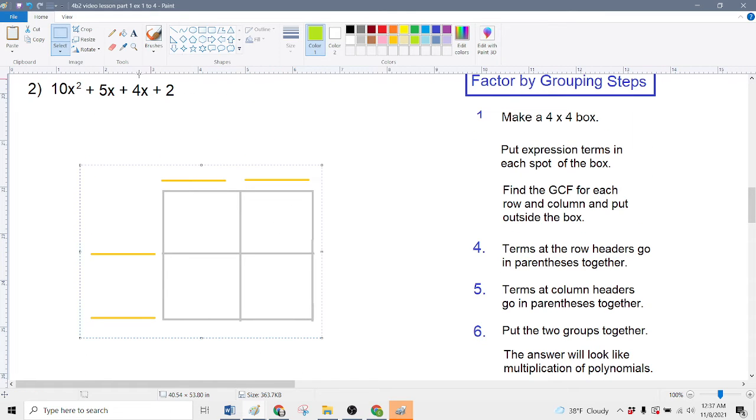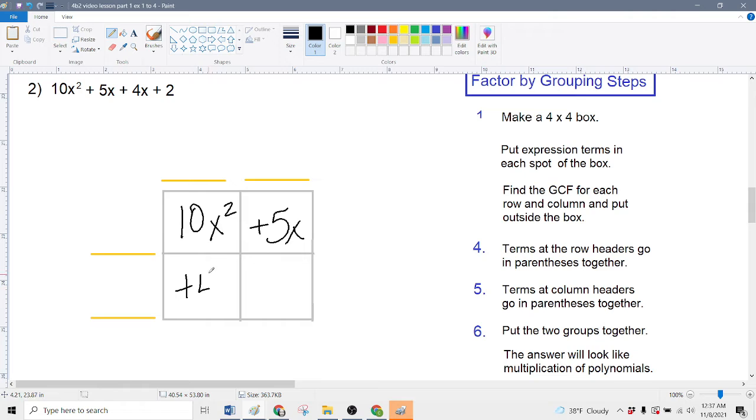If you see 4 terms and you're asked to factor by grouping, you're just going to pop those terms right inside your boxes, one term for each spot. So that first term, 10x squared, goes here. Now we're going 5x and 4x, okay? Now I want you guys to notice that those x terms are in a diagonal there. We're going to come back to that later. Our last term is a 2.